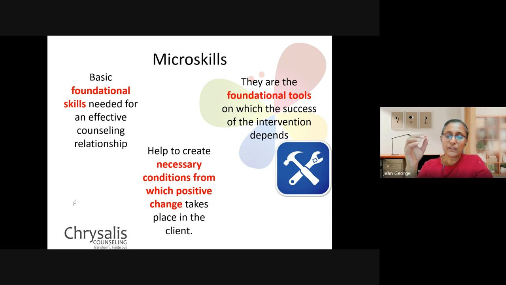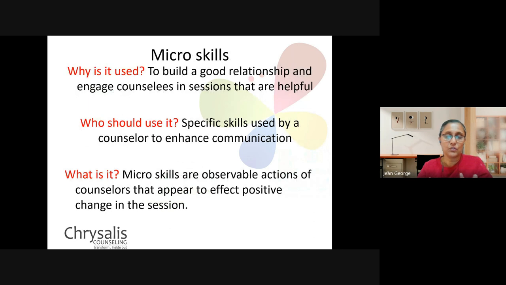When we're looking at micro skills, we need to know, number one, why do we use them? Who should be using them, and what are they? There are many skills that are used during a counseling session, and that's the next slide that I will come to. But the question is, why should we be skilled? We need to be skilled so that we can establish a good relationship and help the counselees in their sessions, okay? Because it's like this.